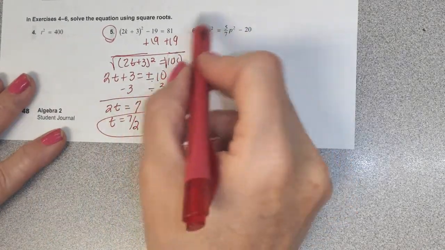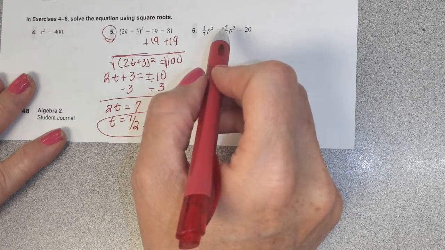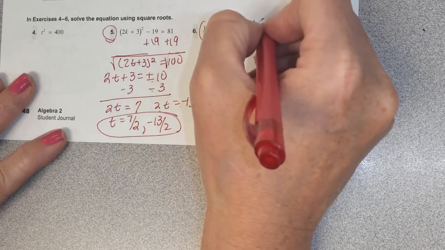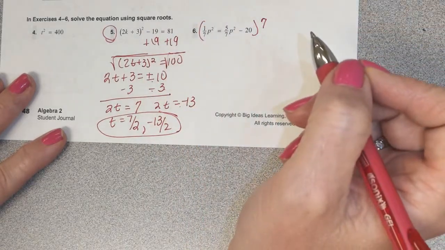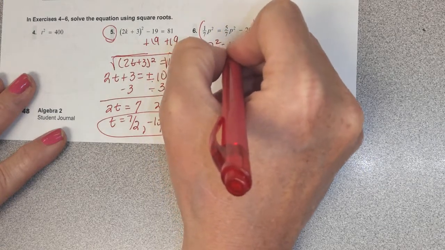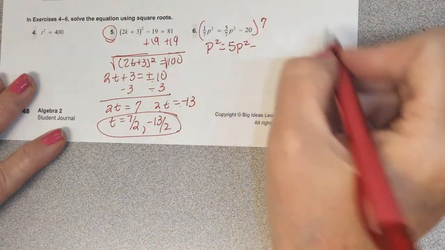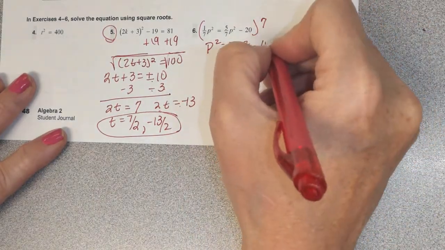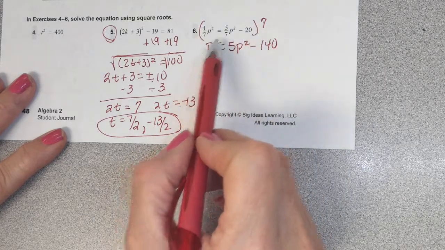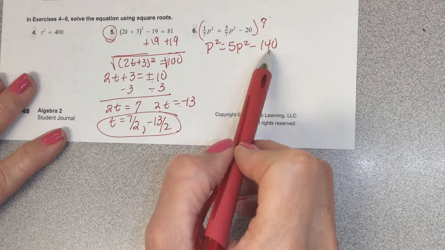On this one, what would you do first? We're not going to do the whole thing, but what would you do first? Actually, let's go ahead and do it. We would multiply this by 7, guys, to get rid of the fractions. So we're going to get p squared equals 5p squared minus 140. You see what I did? 1 over 7 times 7 is 1. 5 over 7 times 7 is 5. 20 times 7 is 140.